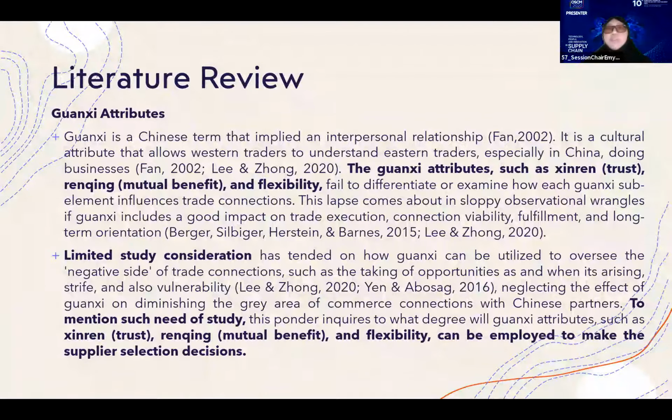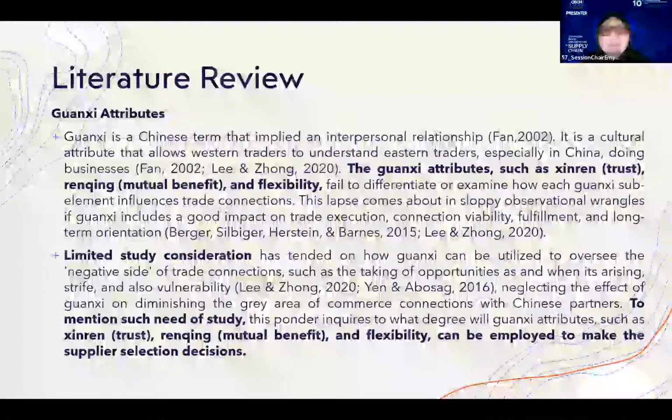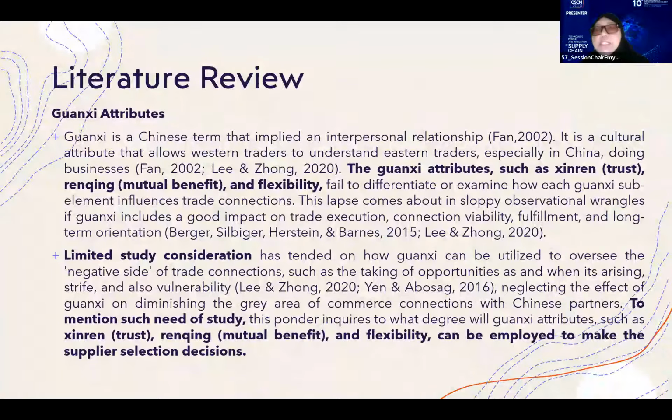So basically, I just took the good one because I think GUANXI, the Chinese interpersonal relationship, is rooted in this region, the Southeast Asia region, because it shows that people are willing to work together when they have trust, a win-win situation, mutual benefit, and flexibility in regard to the transaction and whatnot. So I find it interesting, and I encourage my students to focus on this, which can be explored in terms of the supplier selection decision, whether it has an impact or some influence on how they make decisions in choosing the right supplier.